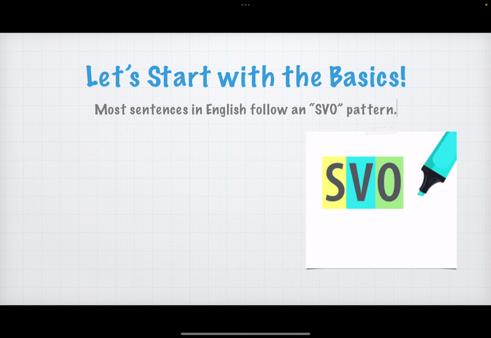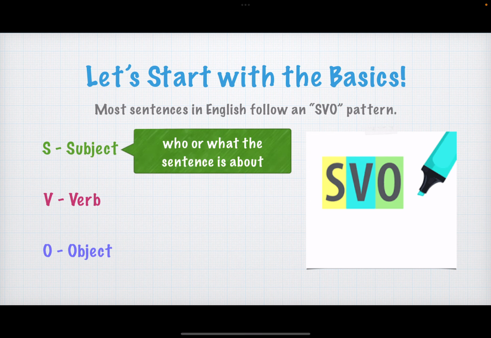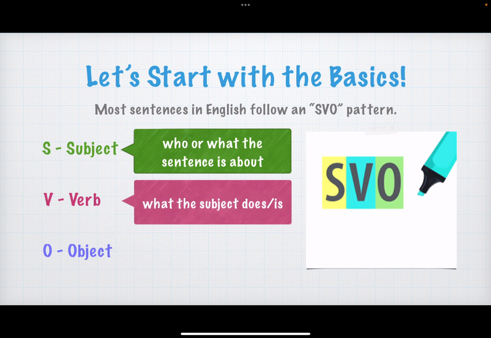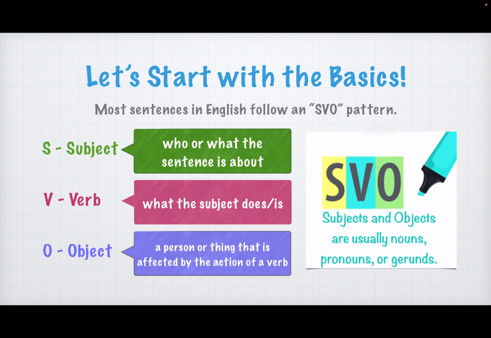Most sentences in English follow a subject-verb-object pattern, where S stands for the subject, V stands for the verb, and O stands for the object. So the subject is just who or what the sentence is about. The verb is what the subject does or is. And the object is a person or thing that is affected by the action of a verb. Subjects and objects are usually nouns, pronouns, and gerunds.